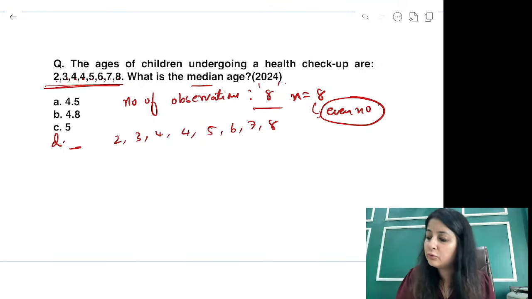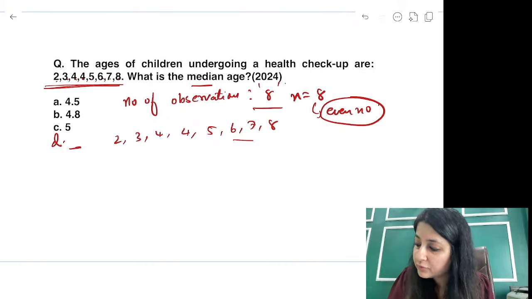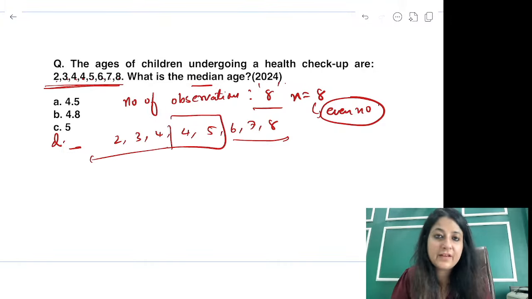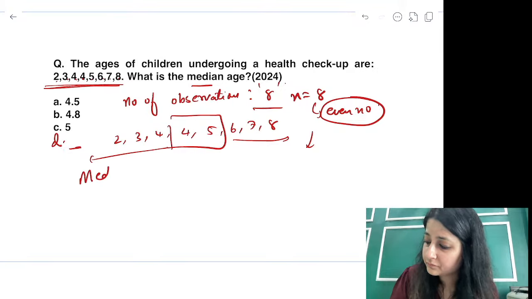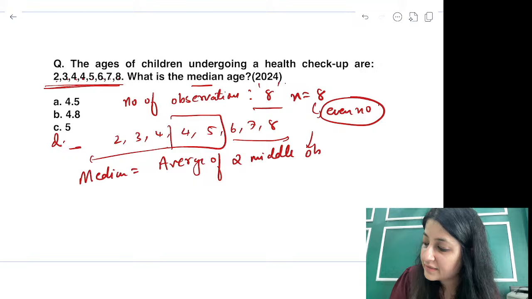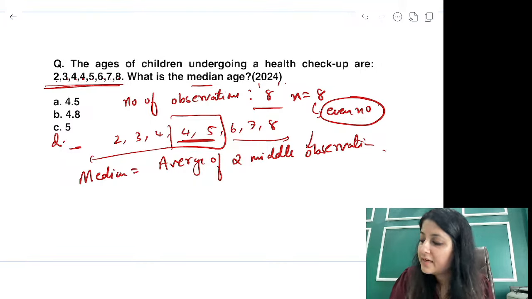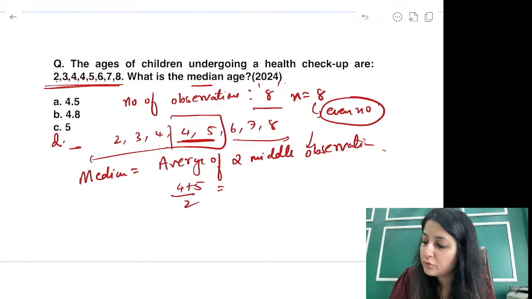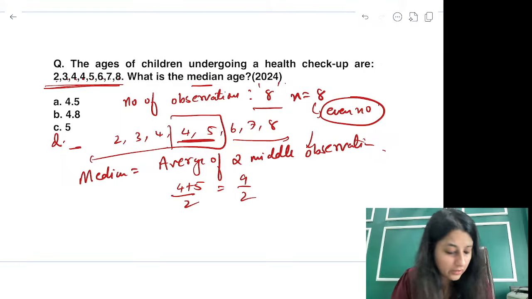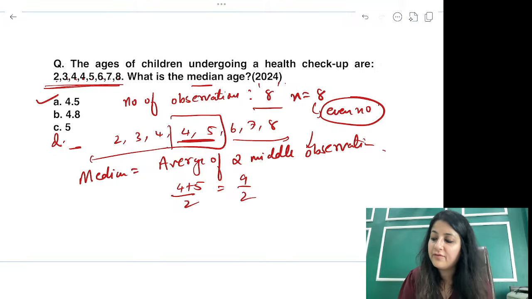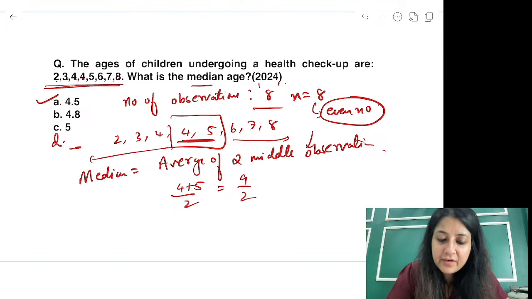Now, what are the two middle values that you can see over here? They are 4 and 5. So, whenever you have an even number of observations, your median will be the average of two middle observations. Your middle observations are 4 and 5. So 4 plus 5 by 2. So that is 9 by 2. So how much did your answer come? 4.5. Am I clear?